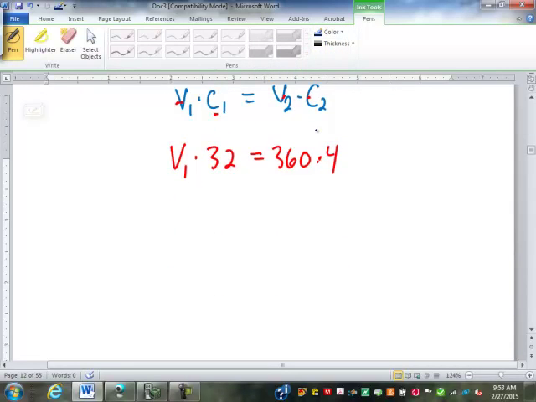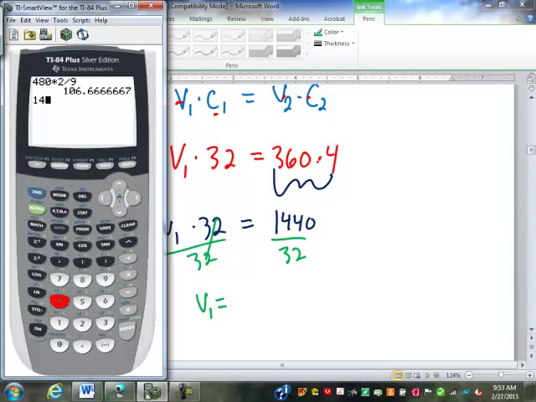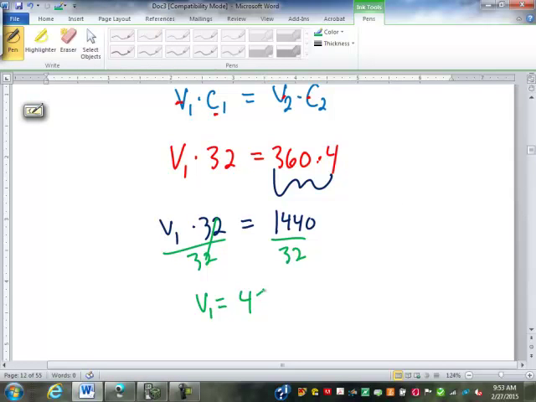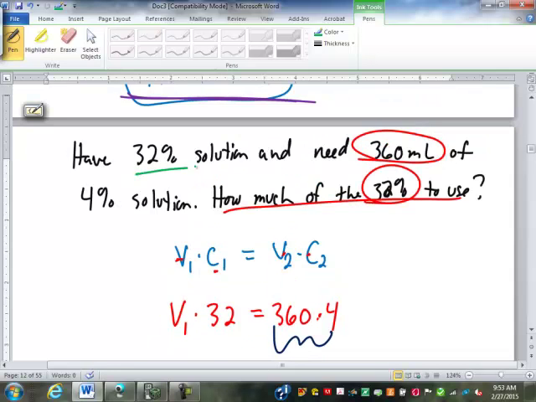So, what are we going to do from here? Well, 360 times 4, 1,440 equals V1 times 32. From there, divide by 32, V1 equals 45. Very good. And that is milliliters. So we only need 45 milliliters of that 32% solution.